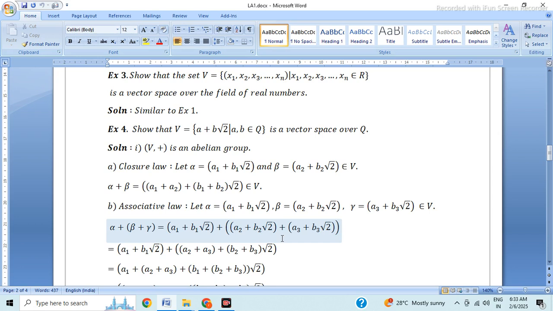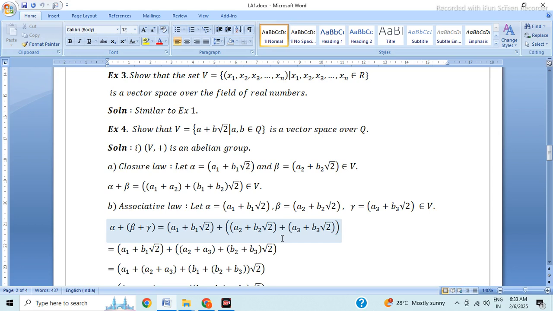Again, we can write this the same way, since these are all elements of Q only, the set of rational numbers. Then A1 plus A2 plus A3 is the same as A1 plus A2 plus A3, and here B1 plus B2 plus B3. Then we get it as the first one, alpha plus beta plus gamma.